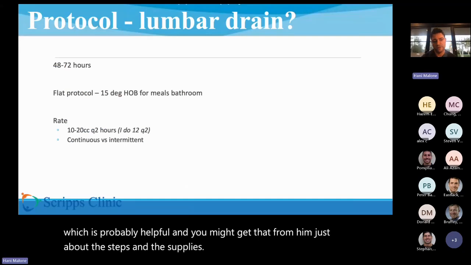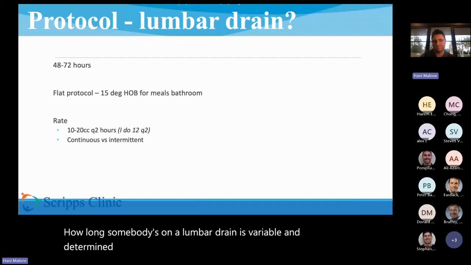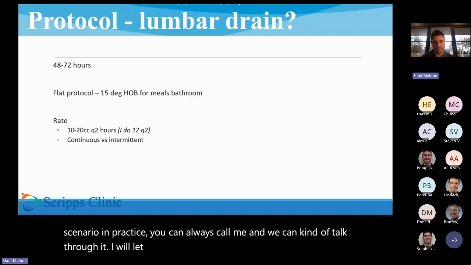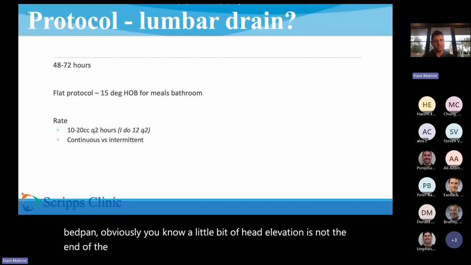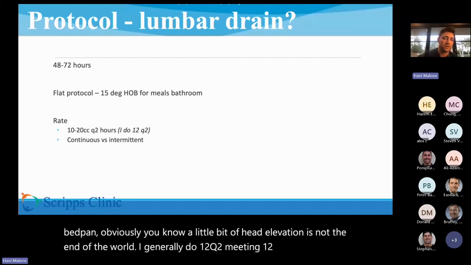How long somebody's on a lumbar drain is variable, and determined by the nature of their opening. If you have this scenario in practice, you can always call me and we can talk through it. I will let them have 15 degrees for meals and for the bedpan. Obviously, a little bit of head elevation is not the end of the world. I generally do 12 Q2, meaning 12 cc's of CSF every 2 hours.